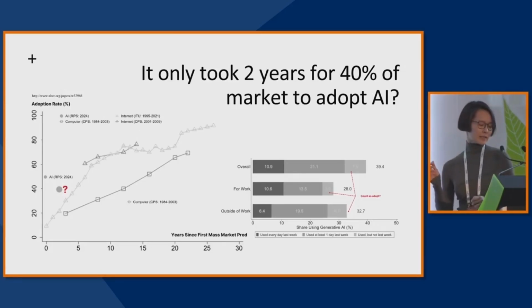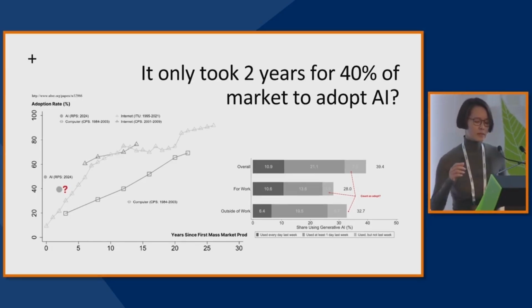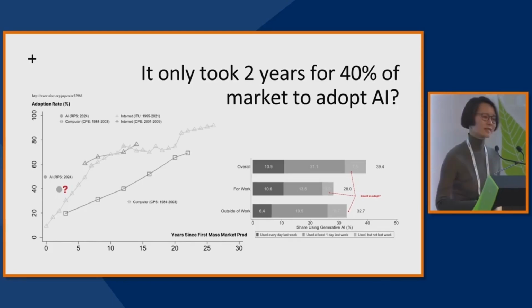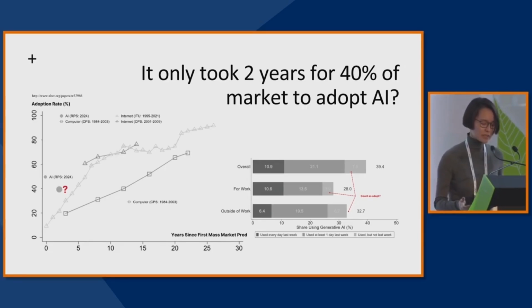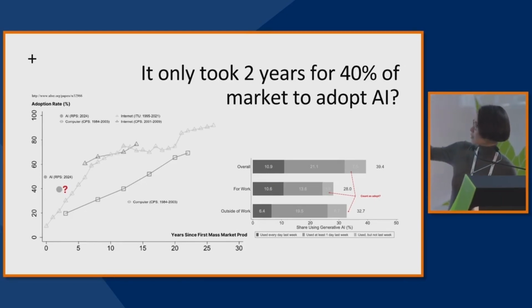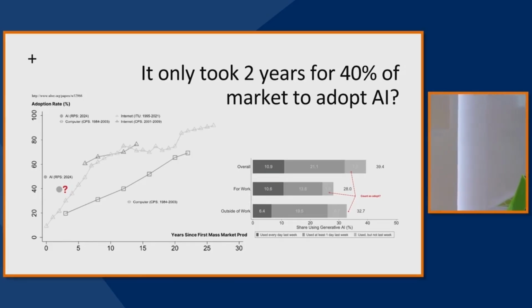Essentially, what it's doing is comparing the AI adoption rate today with the PC adoption rate back in the 1980s. The first conclusion is that it took only 2 years for 40% of the US market to adopt AI. That's quite a bold claim, to be honest. And for us to understand where the claim comes from, we need to have a look at this graphic on everyone's right-hand side, where there are 3 groups.